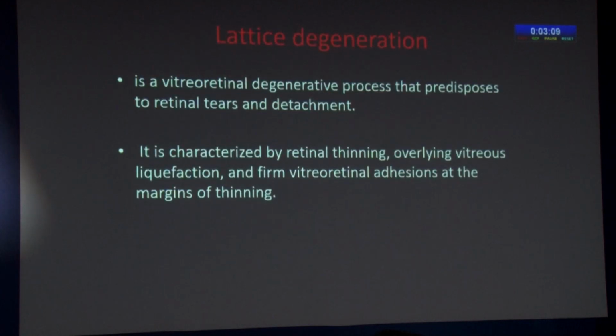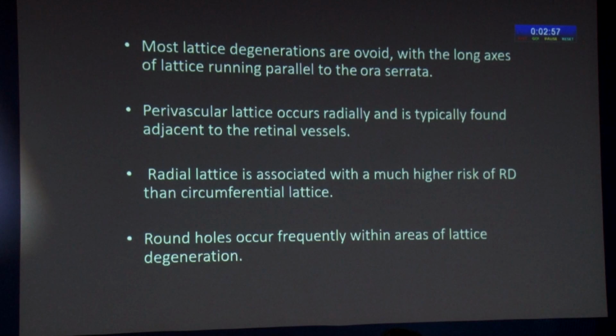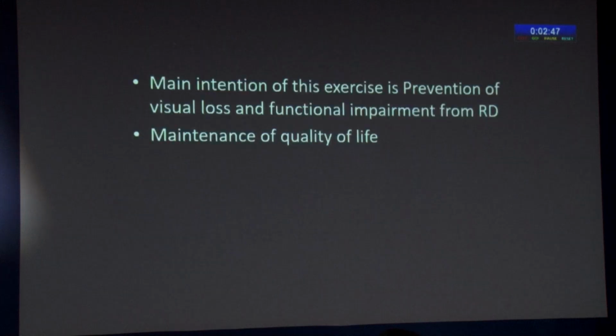Coming to lattice degeneration, it's basically a degenerative process that can predispose to a retinal tear and detachment. It is characterized by thinning, overlying vitreous liquefaction, and a firm vitreoretinal adhesion at the margin of the thinning. They can be either along the axis or radial, and radial lattice is associated with a much higher risk of detachment. Round holes are frequent within the areas of lattice.